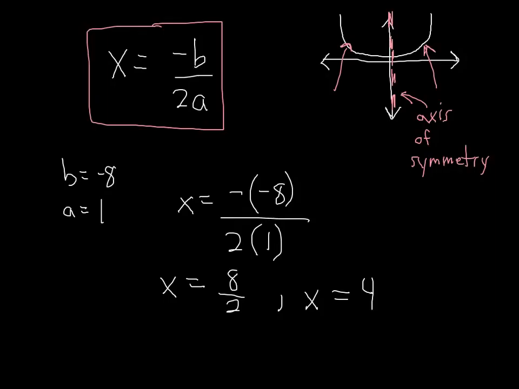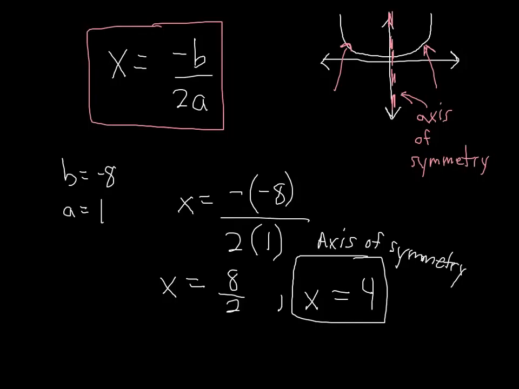And now this is where I can start to draw pictures. I know that I'm going to have an axis of symmetry at the point along the line x equal to 4. So I need to keep that in mind. This is my axis of symmetry. And we'll see how to use that to draw an actual picture in just a couple minutes.